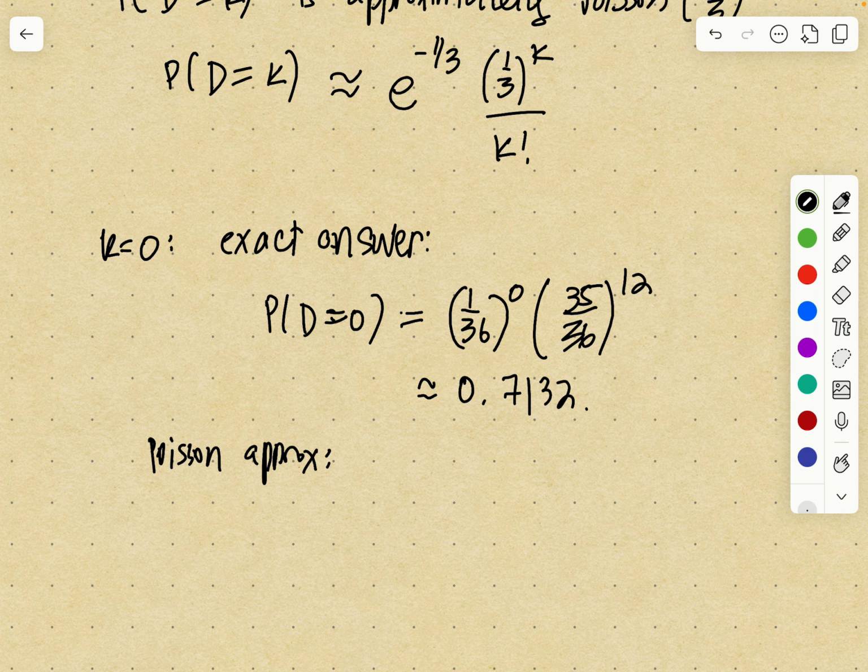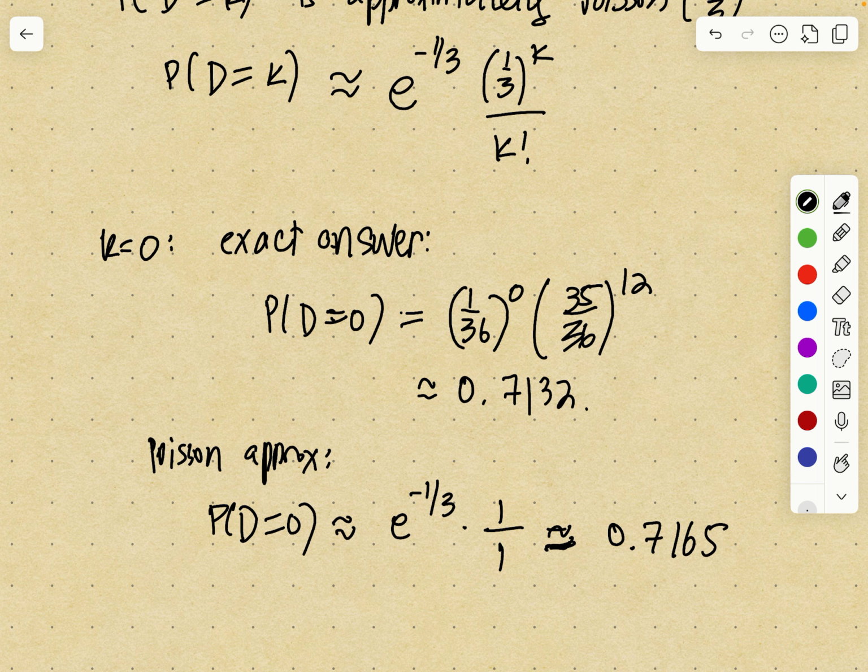If you use the Poisson approximation, then you're just plugging in k equals 0 in here. So we get that the probability that D is 0 is approximately e to the minus 1/3 times (1/3) to the 0 power, which is 1, over 0 factorial, which is 1. E to the minus 1/3 is approximately 0.7165. So we see that, to 2 decimal places, we actually get the correct thing.